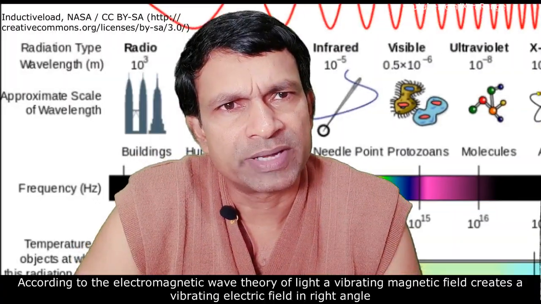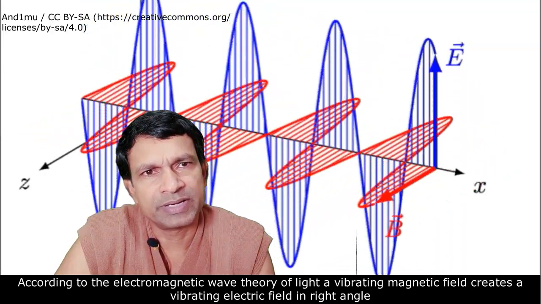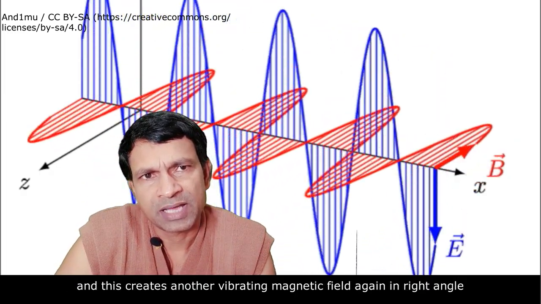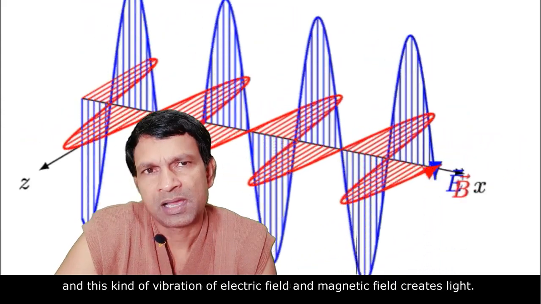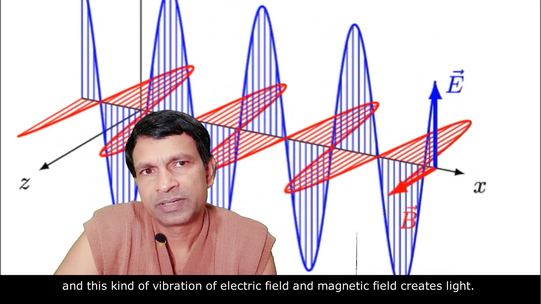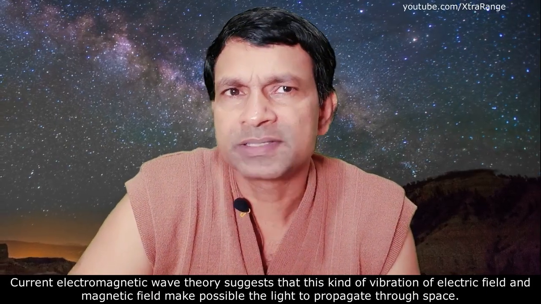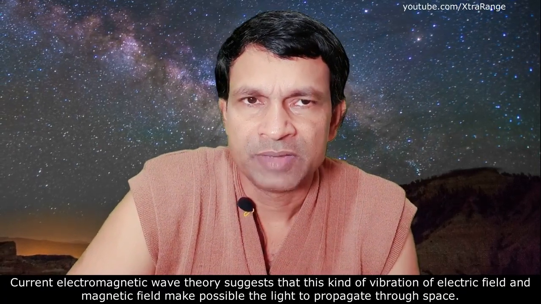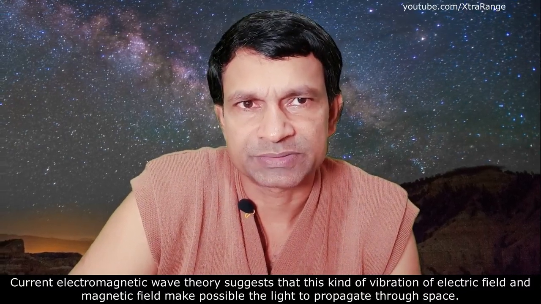According to the electromagnetic wave theory of light, a vibrating magnetic field creates a vibrating electric field at right angle, and this creates another vibrating magnetic field again at right angle. And this kind of vibration of electric field and magnetic field creates light. The current electromagnetic wave theory says that this kind of vibration of electric field and magnetic field makes it possible for light to propagate through space.